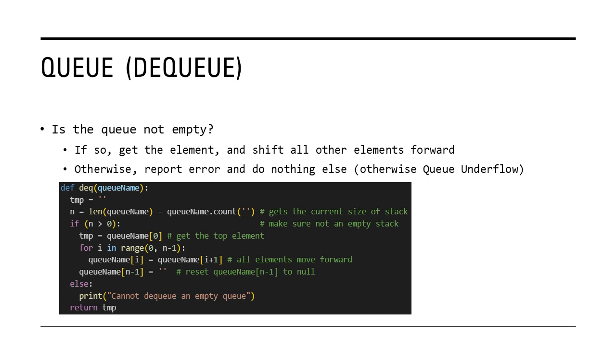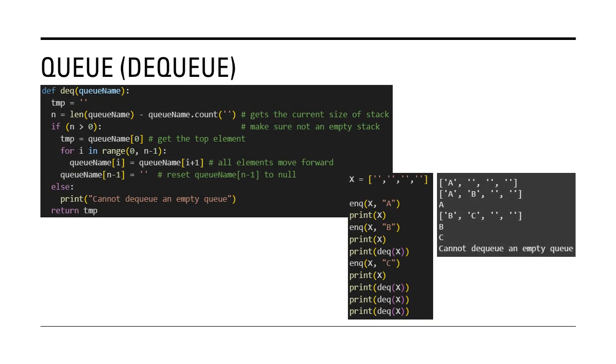Similarly, this is the dequeue function. One important thing to note is that after we remove the first element, all other elements have to shift forward. This page shows the function code, the test code, and the test results.